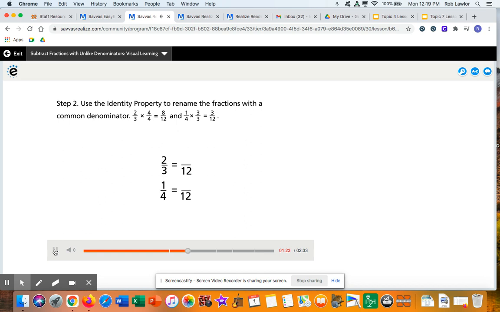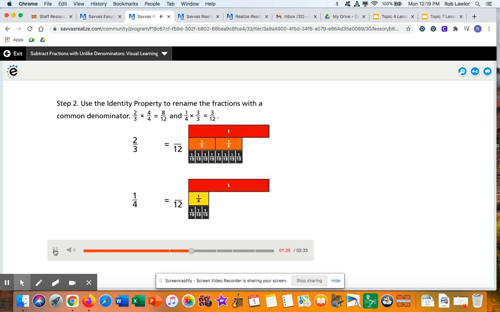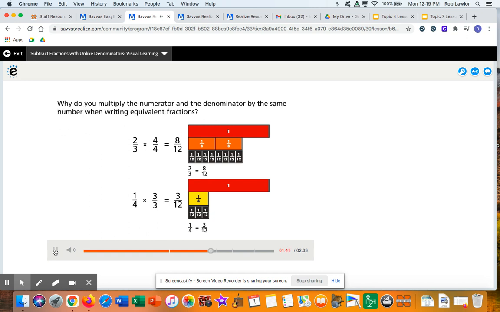Step 2. Use the identity property to rename the fractions with a common denominator. 2/3 times 4/4 equals 8/12, and 1/4 times 3/3 equals 3/12. Why do you multiply the numerator and the denominator by the same number when writing equivalent fractions? This is the same as multiplying by 1, so the fractions keep the same value.